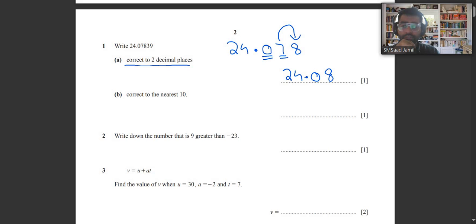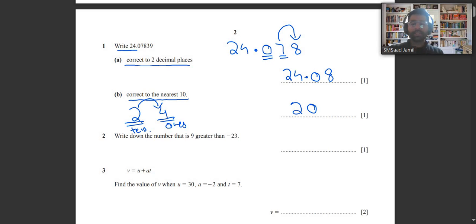Moving on to question 1 part B, it says write 24.07839 correct to the nearest 10. Look, we have the number 24. The first number is called ones. The second number is called tens. So after the number 2 you have 4, and since 4 is less than 5, we will not round off 2. So this will become 20. Like 24 is nearer to 20 than to 30. So that's another reason why we wrote it 20.